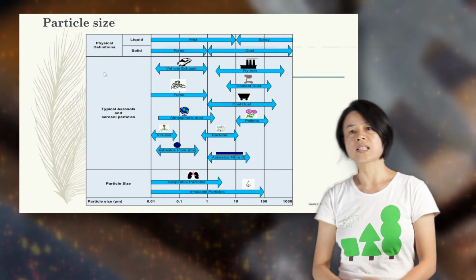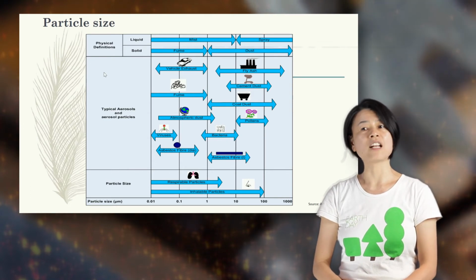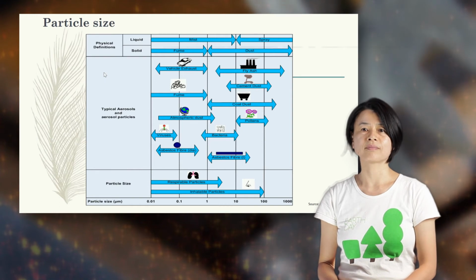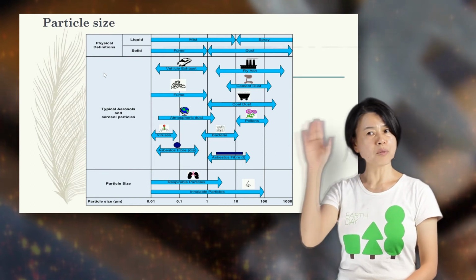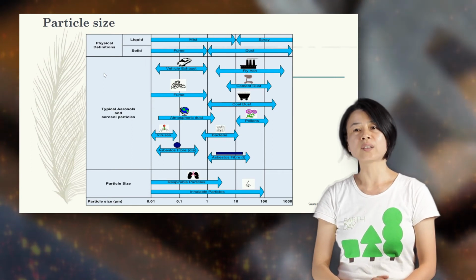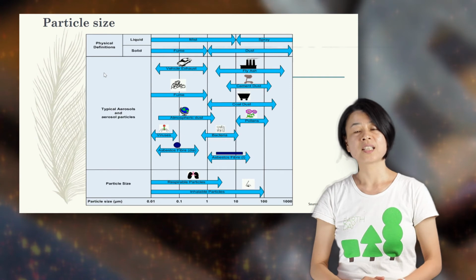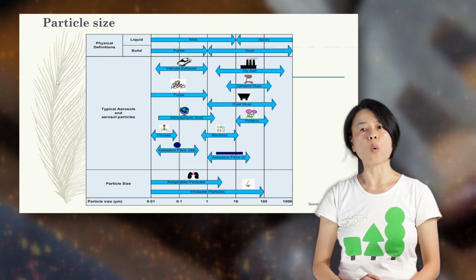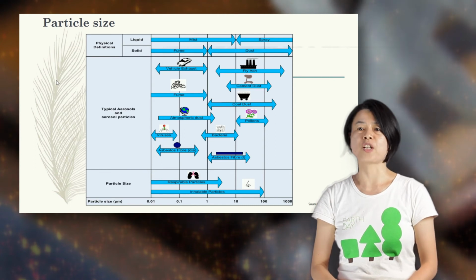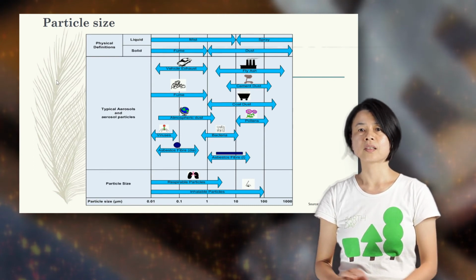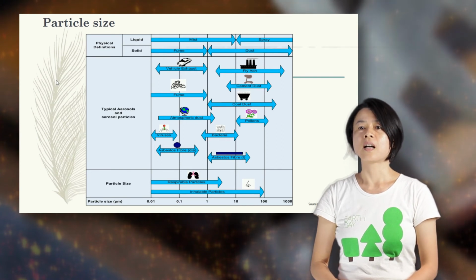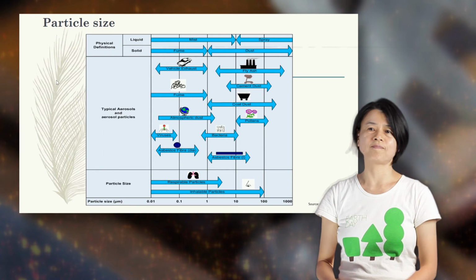The middle row is the sizes of common pollutants like vehicle exhaust, fly ash, and so on. Finally, the top row demonstrates that both dust and fumes are solid, while dust is bigger than fumes. Dust is smaller than 1,000 micrometers, while fumes are less than 1 micrometer in size. Mist on the top is the smaller size for the liquid pollutant particles.